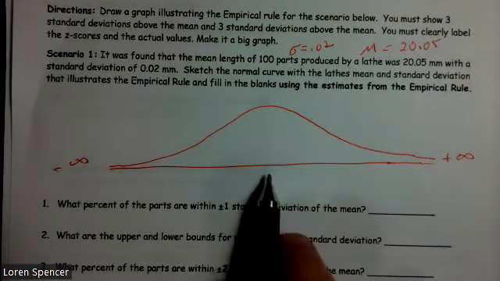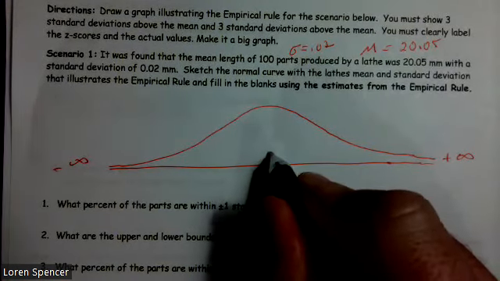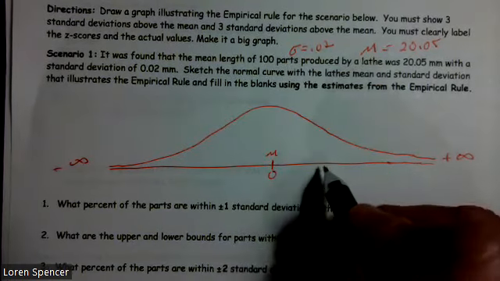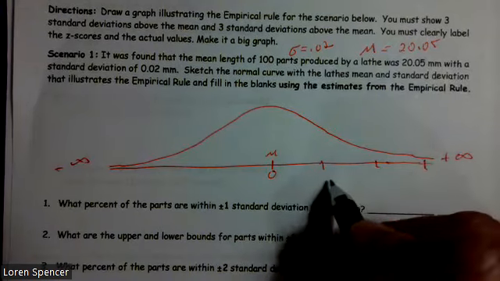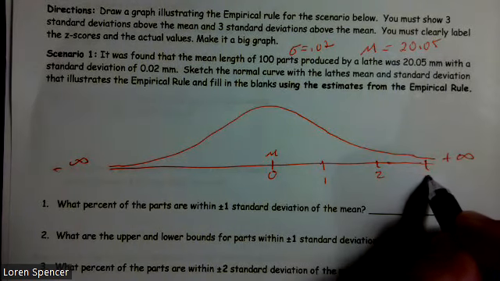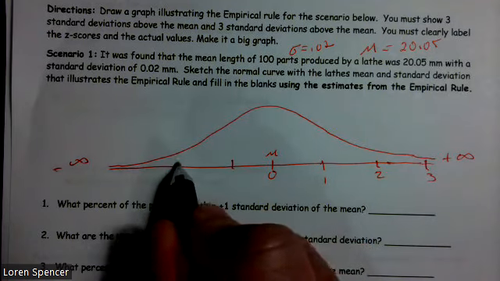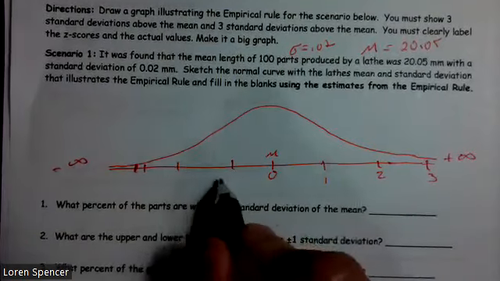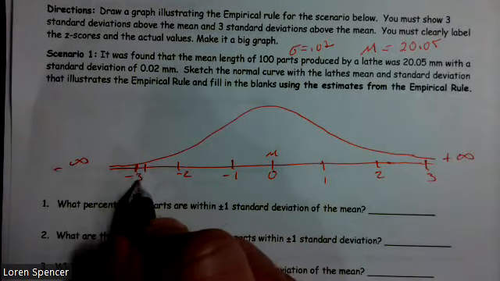And I always want to start off with the z-scores. So the mean of my z-scores is 0. And we can divide this into 3 sections this way. So 1, 2, and 3. Positive 1, positive 2, positive 3. Then we go in the other way. We have negative 1, negative 2, negative 3. I should put that a little further out. So negative 1, negative 2, and negative 3.